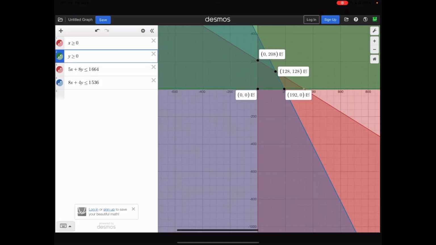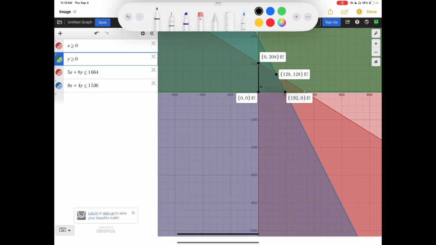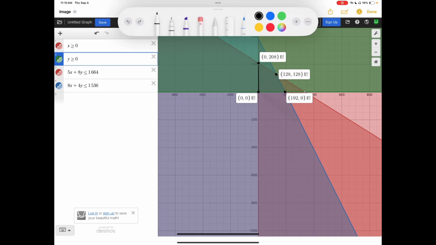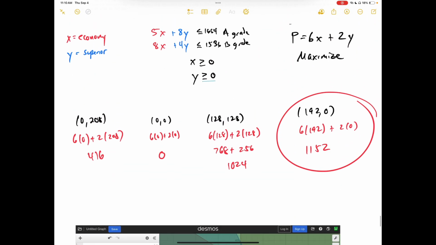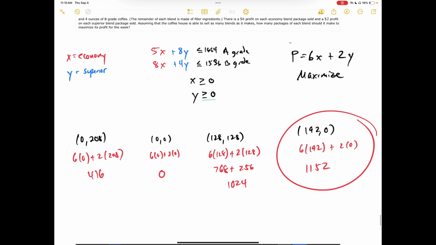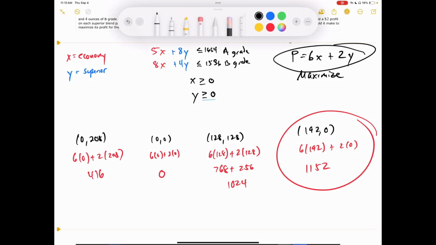And again, we are looking at this intersection right here. And it's kind of the darkest area shaded on Desmos. And we want to use those points that are the vertices of that polygon right there to get our points. So then we take those points and we plug each of those into the objective function, which is our maximizing profit, and we look for the biggest number. So when we use 192 of grade A and 0 grade B, we actually get our biggest number there.